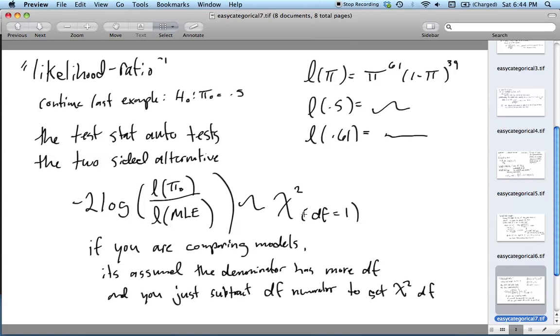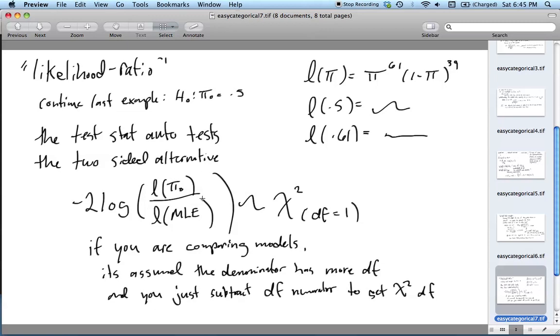And the idea is that this is going to have a chi-squared distribution where the degrees of freedom is usually going to be equal to 1 if there's just one parameter that you're estimating. But suppose in your MLE you had 5 parameters, and in your null model you had only 1 parameter. Then the degrees of freedom for this chi-squared distribution would be 4.